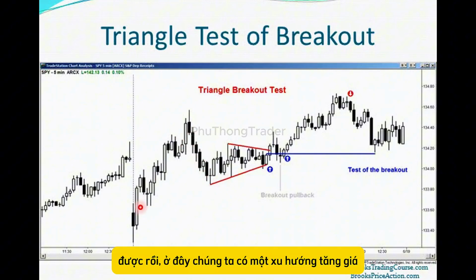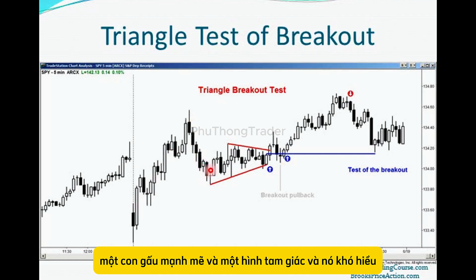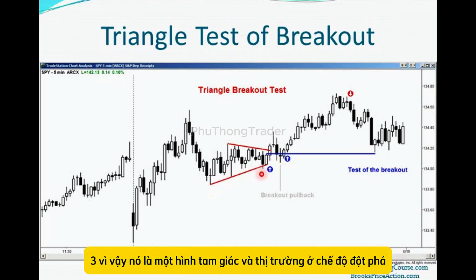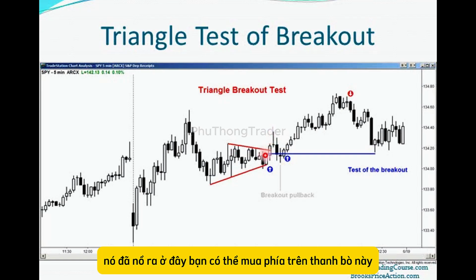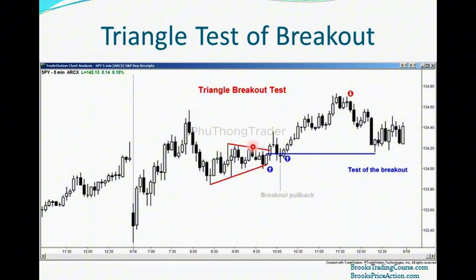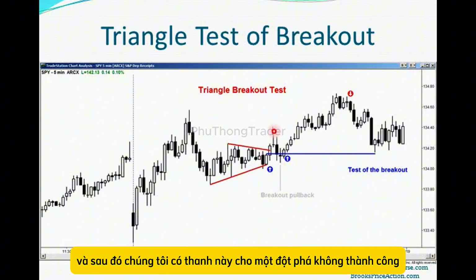Okay, so here we have a bull trend, a strong bear spike, and a triangle, and it's confusing. 3 pushes down, 1, 2, 3, so it's a triangle, and the market's in breakout mode. It broke out here. You can buy above this bull bar. It's a reasonable bull bar. Pretty good buying pressure. Maybe we'll test the bull high. We have a breakout, and then we have this bar for a failed breakout.